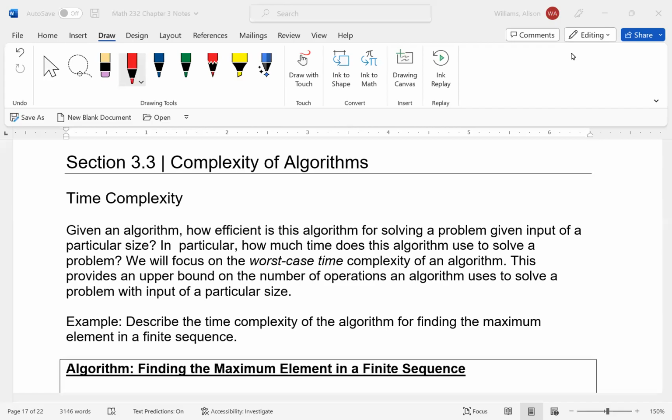In this video, we're going to talk about complexity of algorithms. In particular, we're going to focus on time complexity. So what we'll be doing is looking at the worst case time amount on an algorithm. How much time would potentially be spent?